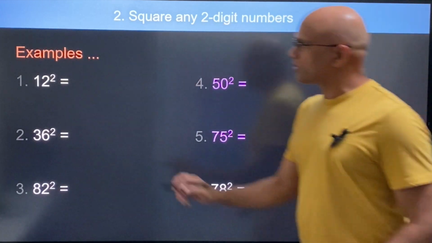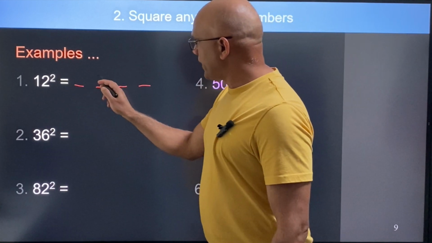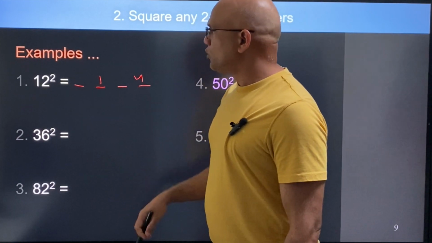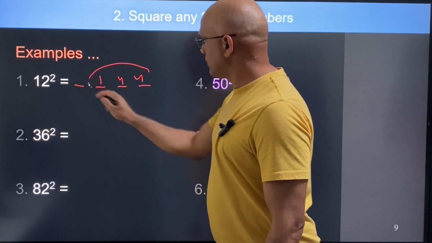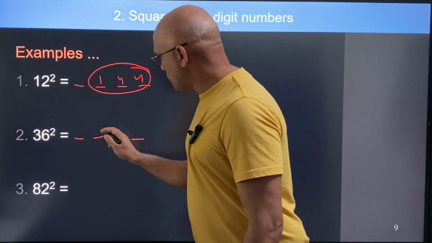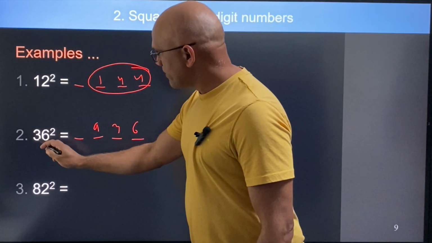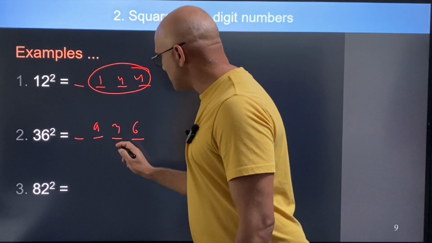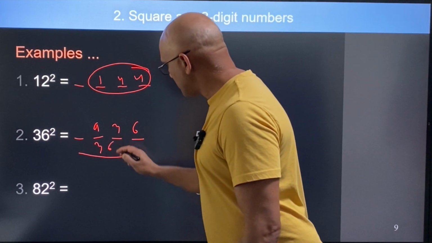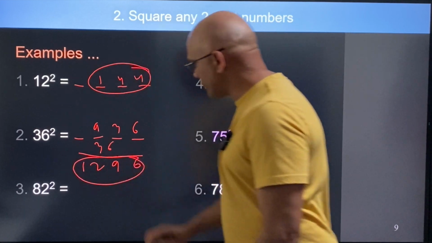Let's do some examples. So again, these are 4 spots. 1 square is 1, 2 square is 4, 2 times 1 times 2 is 4. This is the final result. These are 4 spots. 3 square is 9, 6 square is 36, 2 times 3 is 6, times 6 is 36. 36, add it here, 6, 9, 12. This is the final result.